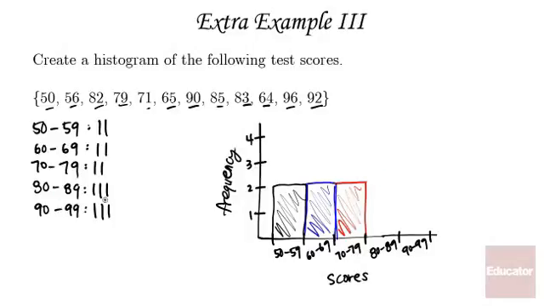The Bs, we have 3 of them, and I only have 3 colors, so I'm going to go back to black. Go up to 3. And then I'm going to use blue again. 90 to 99, so the As, 3 of them. Okay.